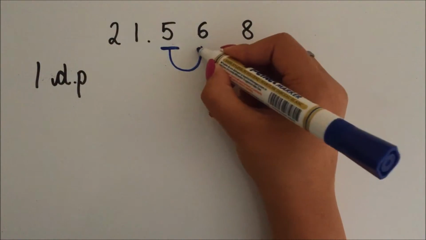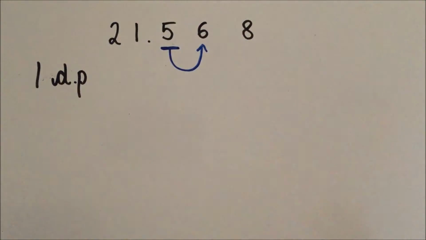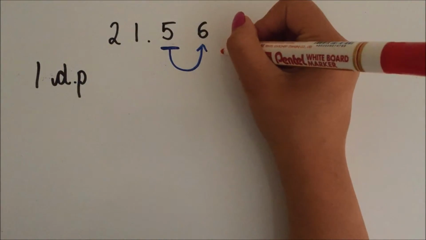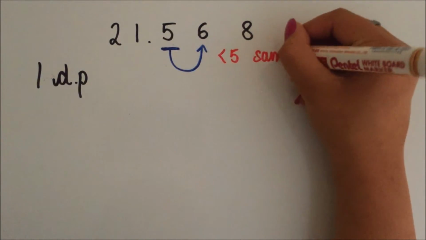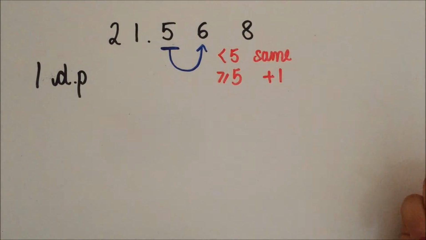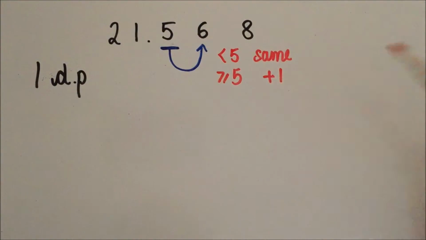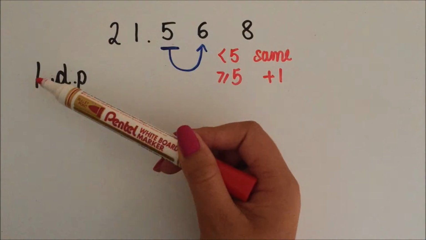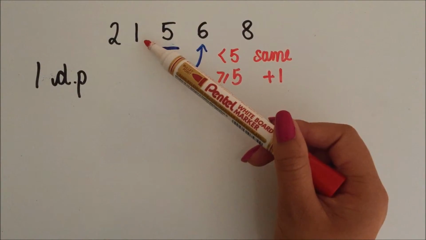Look 1 to the right side, you've got your 6, and like the rule said, anything smaller than 5 stays same. Anything bigger or equal to 5, you add 1 to the pivot point, okay? The rules or the steps or whatever you want to call them, they work the same way except for the pivot point. In decimal places, the pivot point is always after the decimal point, okay?